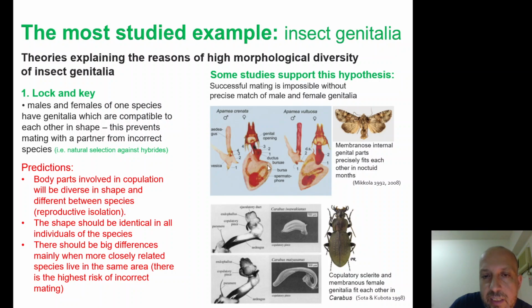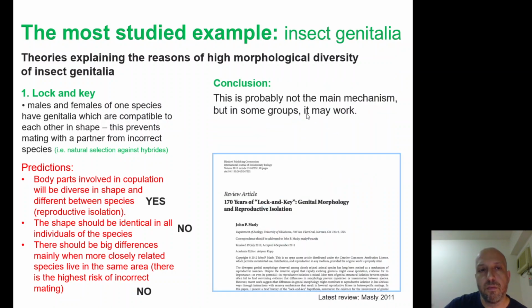small projections in this pocket of the female, this package of sperm is not deposited correctly, and the female cannot use it for fertilization. So really, the shape has to fit to allow the male to deposit the sperm in the correct position. Something similar was found in some ground beetles from Japan. So okay, in some studies it's working, but generally, it looks like most of our predictions are not fulfilled. So we suppose today that it's not really the main mechanism, but sometimes it works.